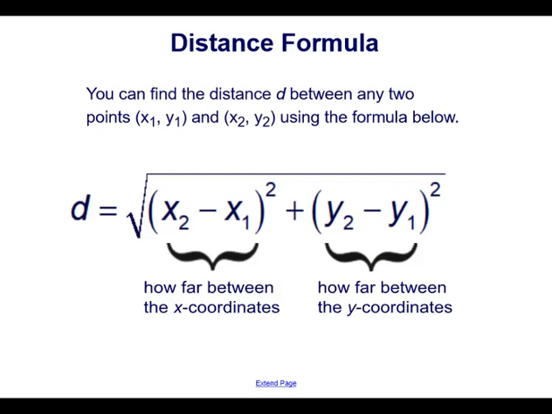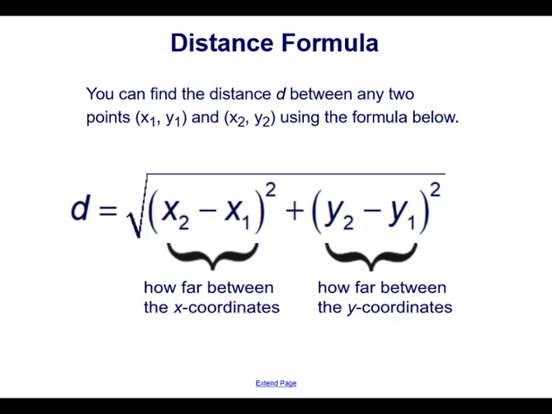So in summary, just so we have it in one spot, you can find the distance d between any 2 points, x1, y1, and x2, y2, by using the formula where d equals the square root of x2 minus x1 squared plus y2 minus y1 squared, where x2 minus x1 is how far in between the x coordinates and y2 minus y1 is how far in between the y coordinates.